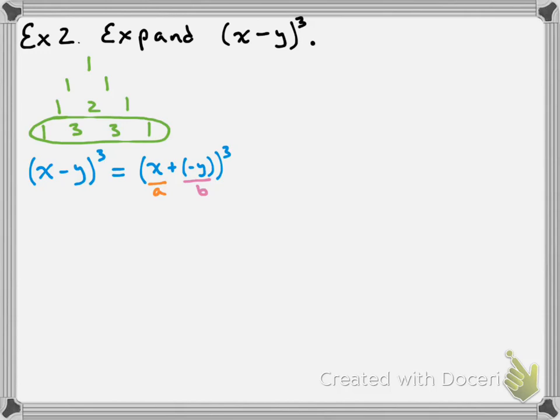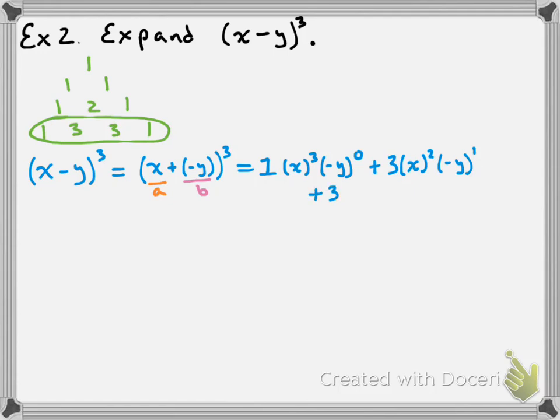Okay, so now that we have that out of the way, we can actually apply our rules to expand this. Our first coefficient is going to be 1. Then we want a to the power of 3, which is going to be x to the power of 3 in this case. And then we want b to the power of 0, that's negative y to the power of 0. For our next term, our coefficient is going to be plus 3. Then we're going to have a to the power of 2 this time, and then b to the power of 1, so it's going to be negative y to the power of 1.